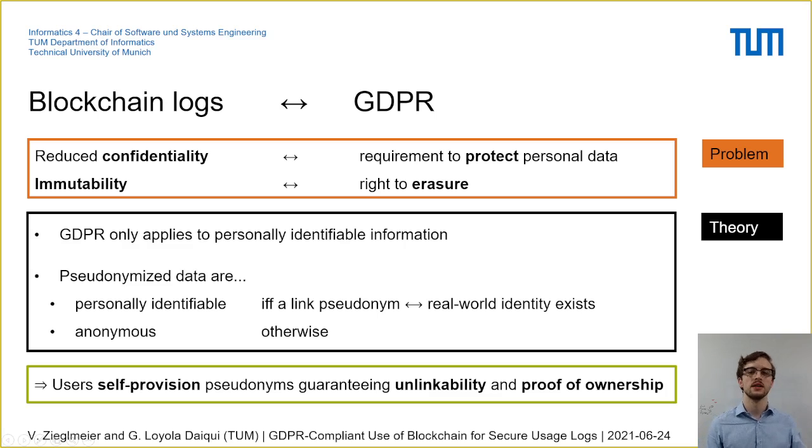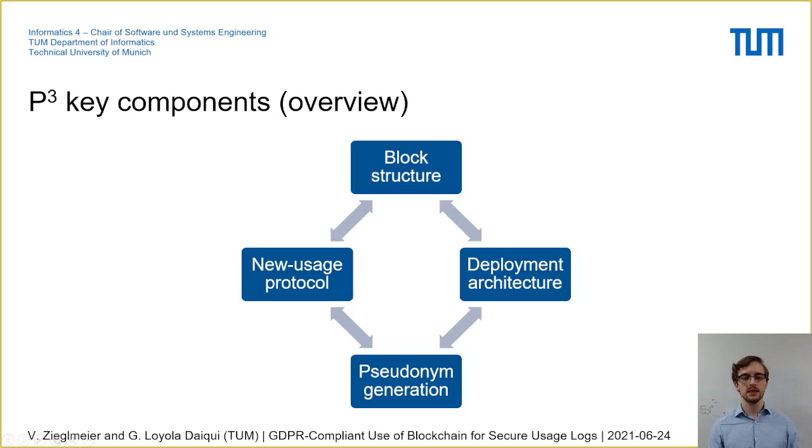Now let's get through the 4 key components of the P3 system, showing you how we actually enable this. We have the block structure, the new usage protocol, the pseudonym generation, and the deployment architecture. I'm going to go through them one by one. First, the block structure.